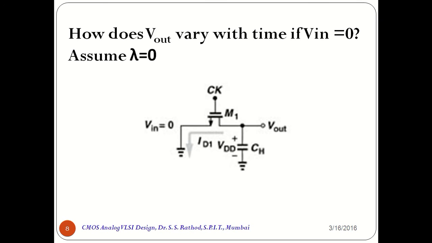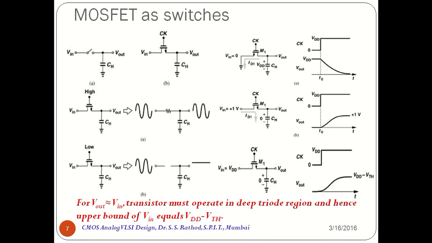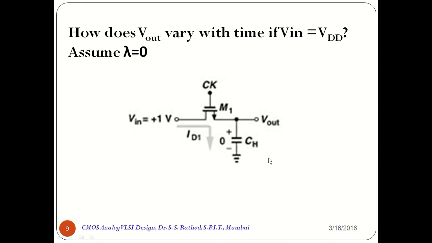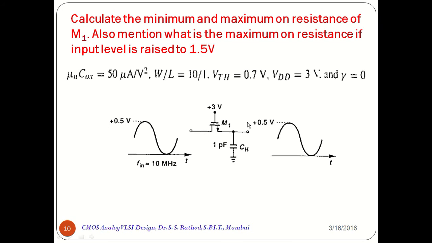So these are the numericals which you can solve. How does V out vary with time if V input is 0? Assume lambda equal to 0. In the earlier PPT, we have already got these plots, so that is the answer. Then for the next case, when V input is 1 volt, what is the V out? It will charge to 1 volt. So that also we have solved.